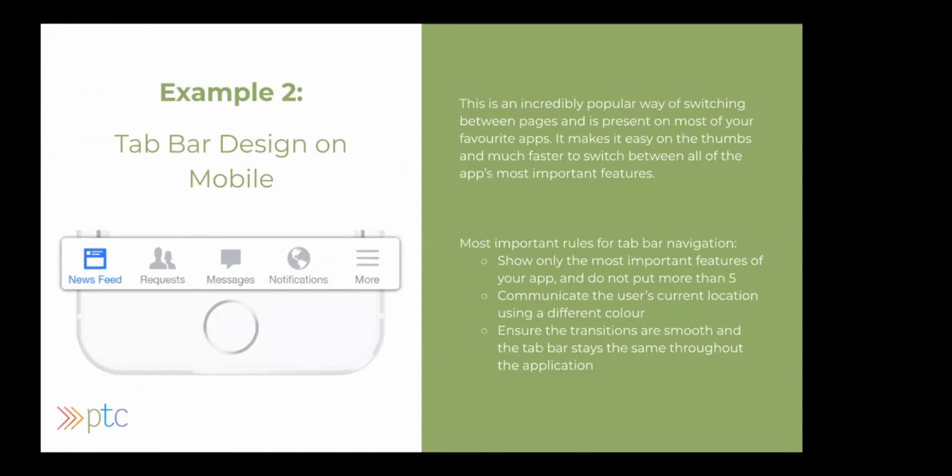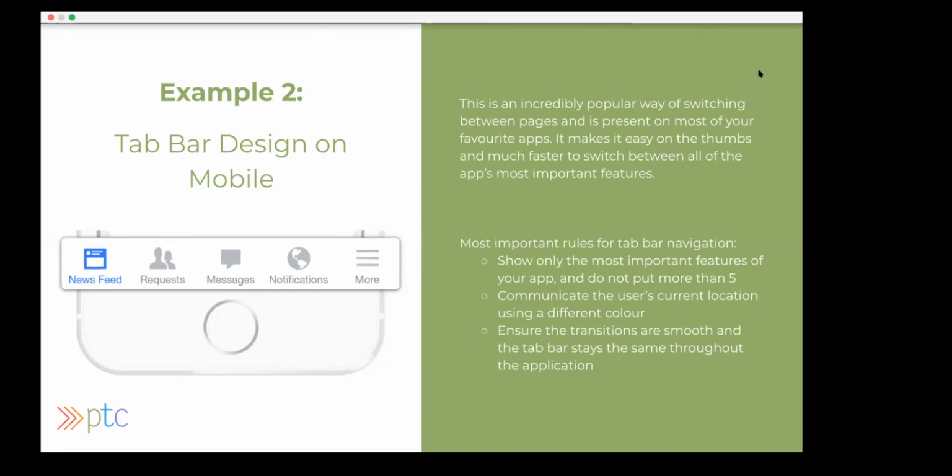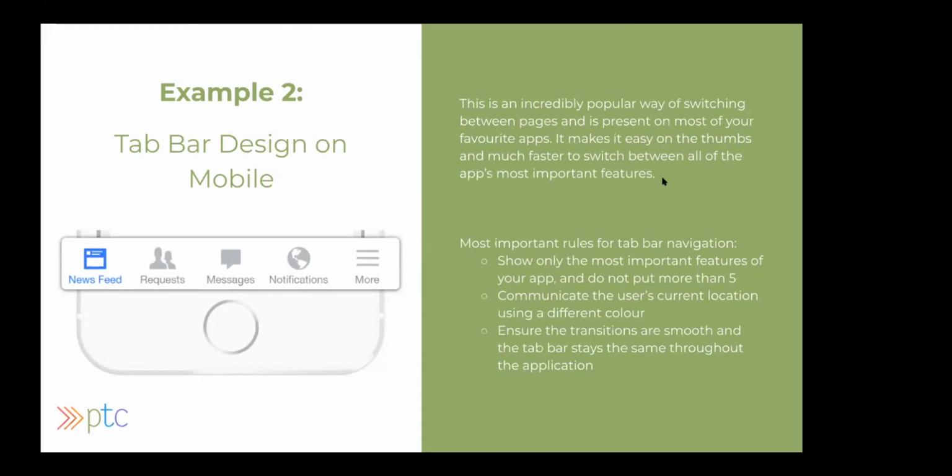This design definitely makes it easier on the thumbs for the user and makes it much faster to switch between the features. Some of the most important rules to keep in mind when designing a tab bar are: never have more than 5 features, communicate the user's current location using a different color, and ensure that the transitions are smooth and the tab bar stays in the same place throughout the application.